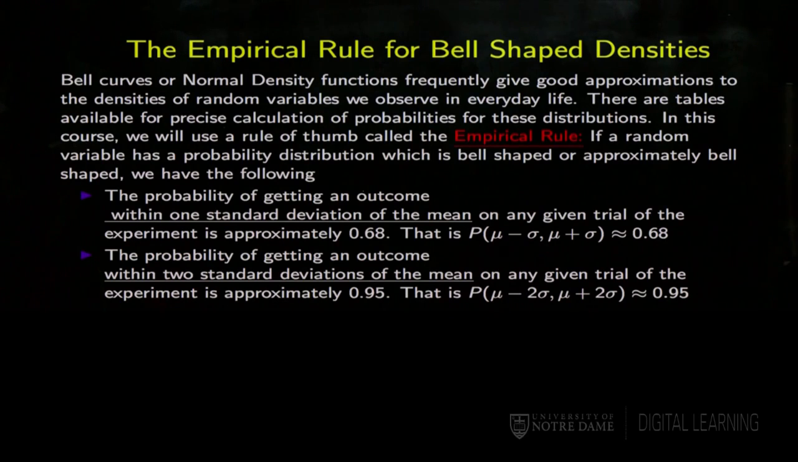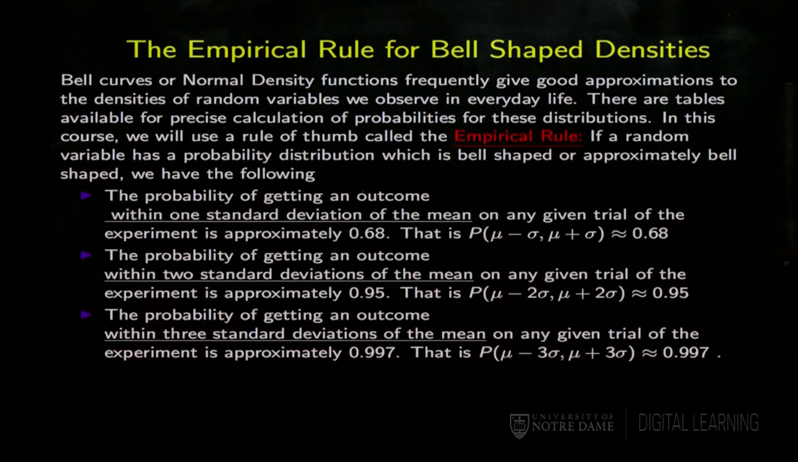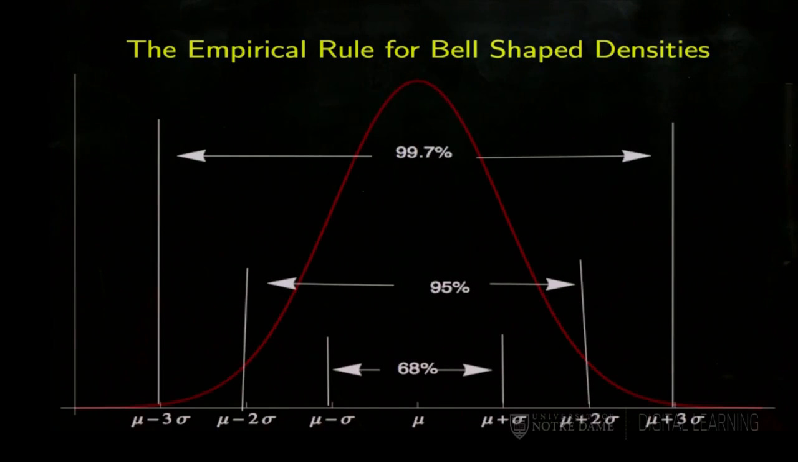So the probability that my observation will be in the interval from the mean minus 2 standard deviations to the mean plus 2 standard deviations is approximately 0.95. And 99.7% of the outcomes I observe will fall within 3 standard deviations of the mean. So the probability of observing something in the interval from mu minus 3 sigma to mu plus 3 sigma is 0.997. Here's a graphical representation of the empirical rule.